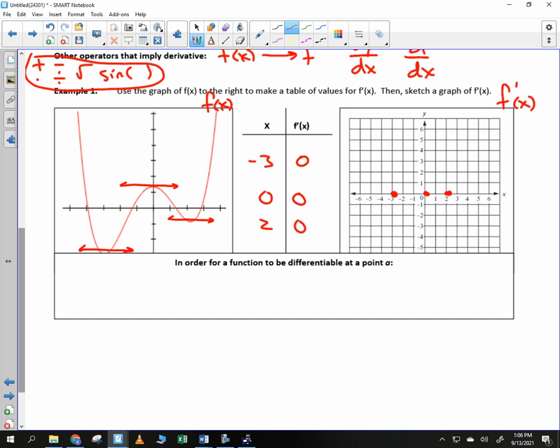Tell me something about the slope before negative 3. Everybody agree that it's really negative, right? So if I were to plot really negative on the graph, where would you go? You go down here, right? So the graph is going to start down here.